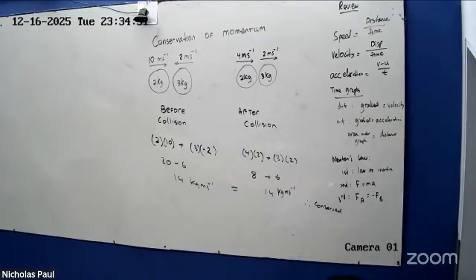Alright, so let's try this one here. Two objects of equal mass, 4 kilograms, collide head on, with one moving at a speed of 5 meters per second.